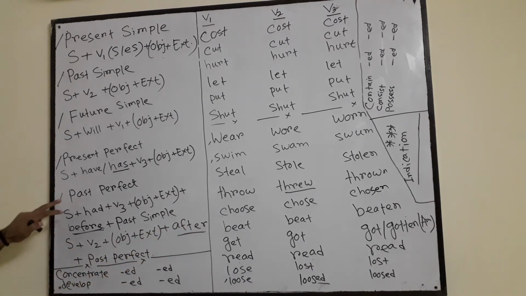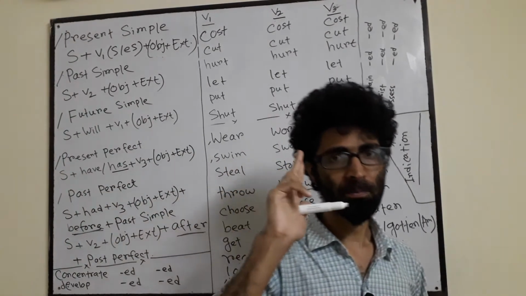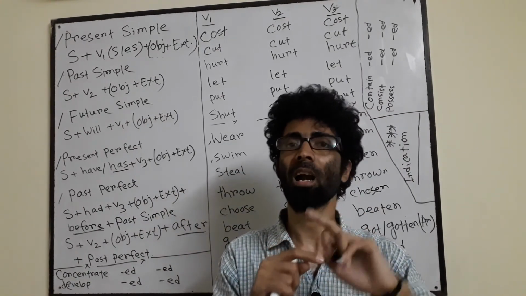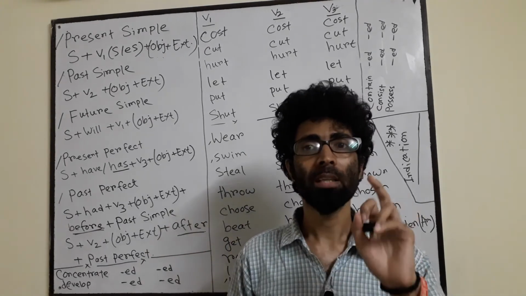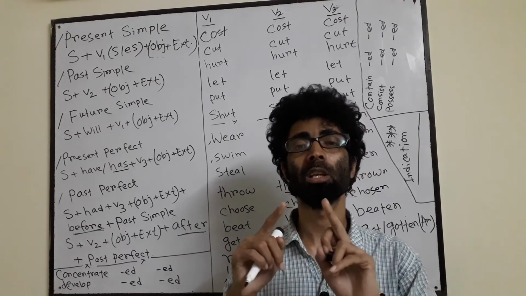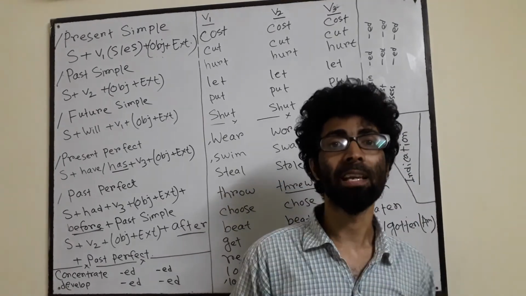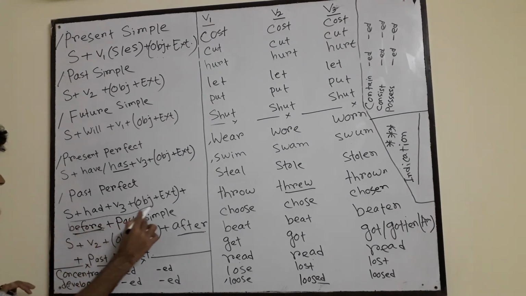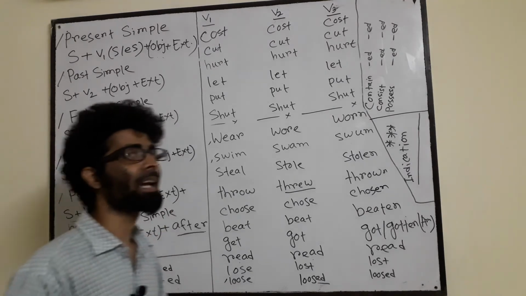Again, I am making it clear. Past perfect tense: two things happened. In the past perfect tense, generally two things happened. One thing or one action happened earlier, another action or another thing happened later. So when some action occurred earlier, that tense would be past perfect tense. And see the structure of past perfect tense: subject plus had plus V3, then object or extension.